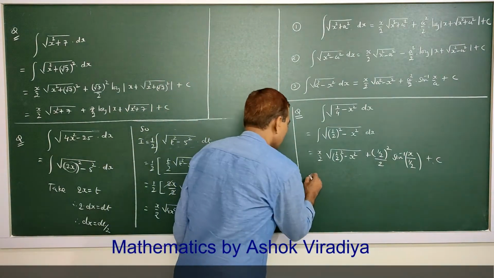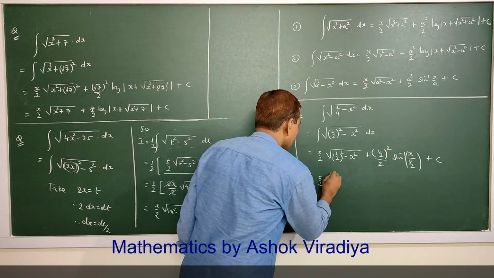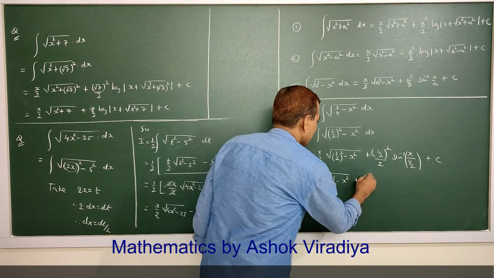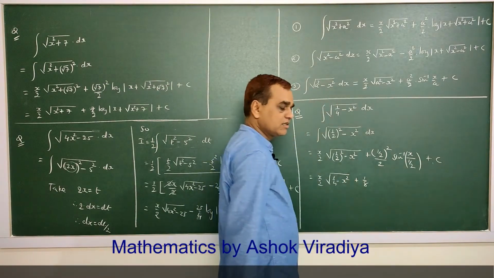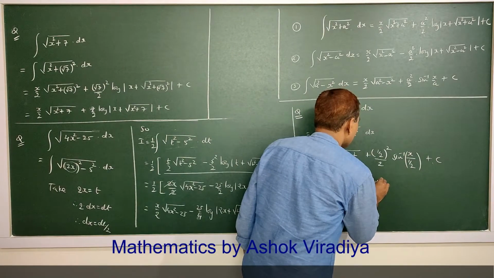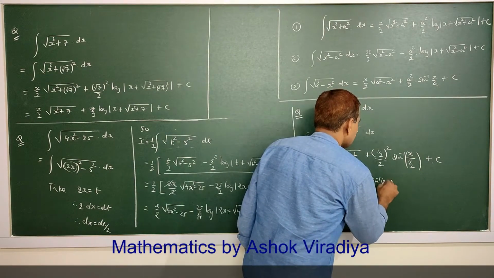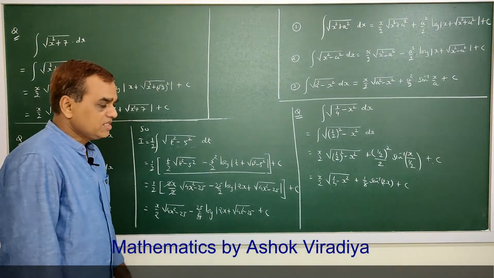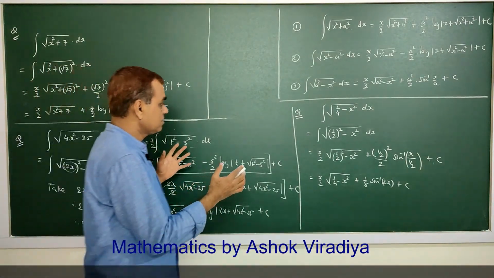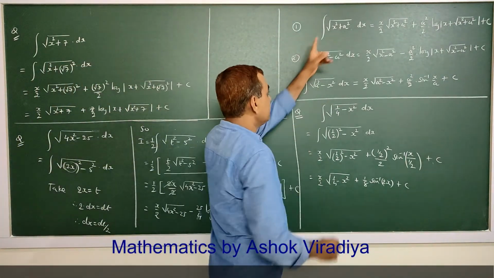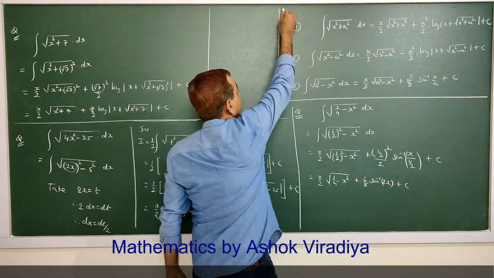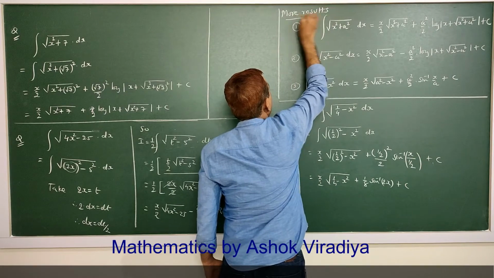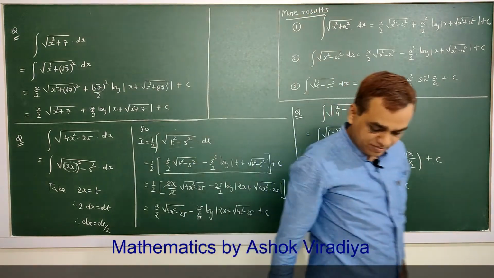So it is equal to x by 2 square root of 1 by 4 minus x square plus 1 by 8 sine inverse 2x plus c. So this is the way of application of these three formulas. So these are more results and their application.